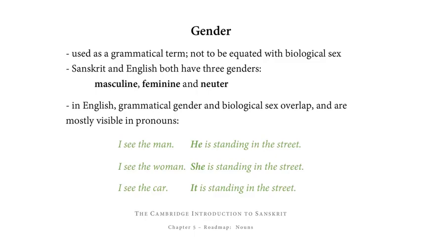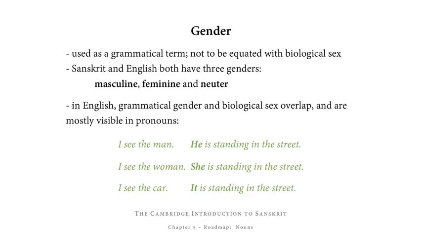Finally, we have gender. And again, gender is here used as a grammatical term. It's not to be equated with biological sex. Sanskrit and English both have three grammatical genders: masculine, feminine, and neuter. In English, grammatical gender and biological sex actually overlap, and they're mostly visible in pronouns.